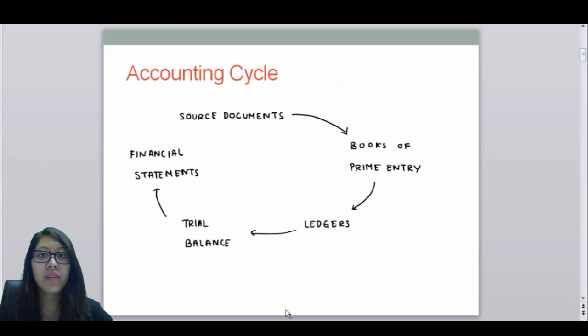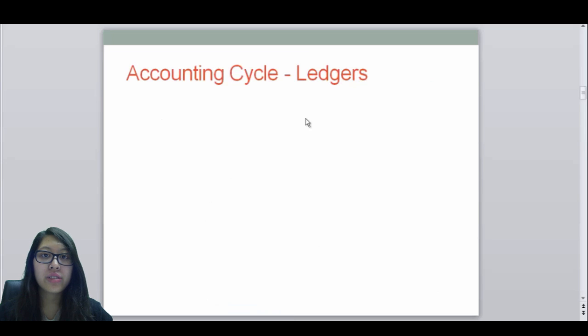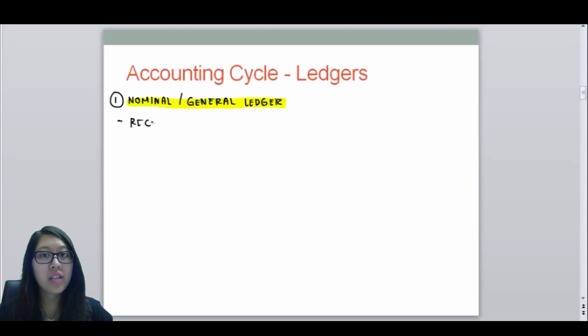Alright, so we have come to the end of the book subprime entry. Next, we are going to discuss ledgers. As I mentioned earlier, we have 2 types of ledgers. First is the nominal or general ledger. As the name implies, the general ledger is used to maintain T accounts for general items.